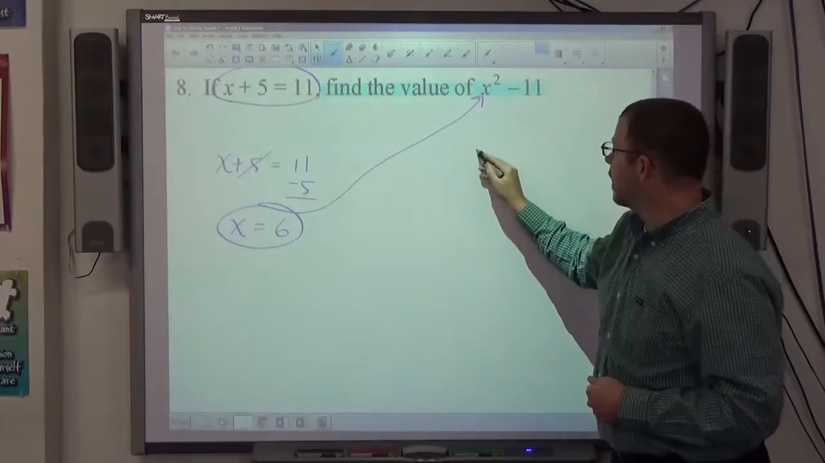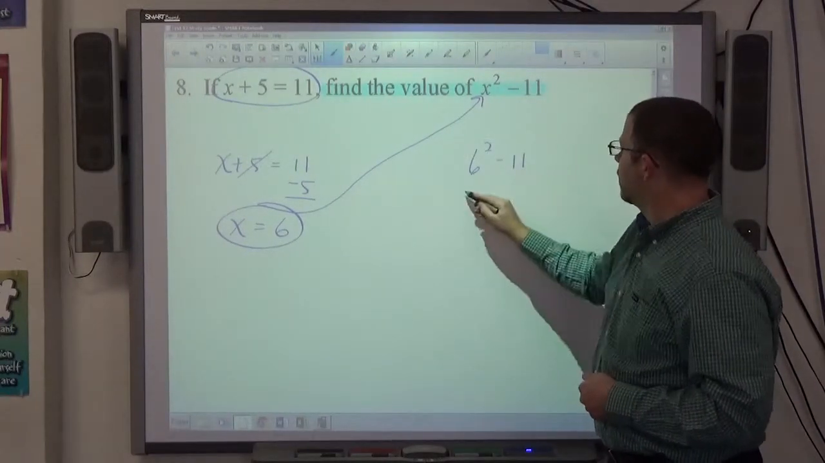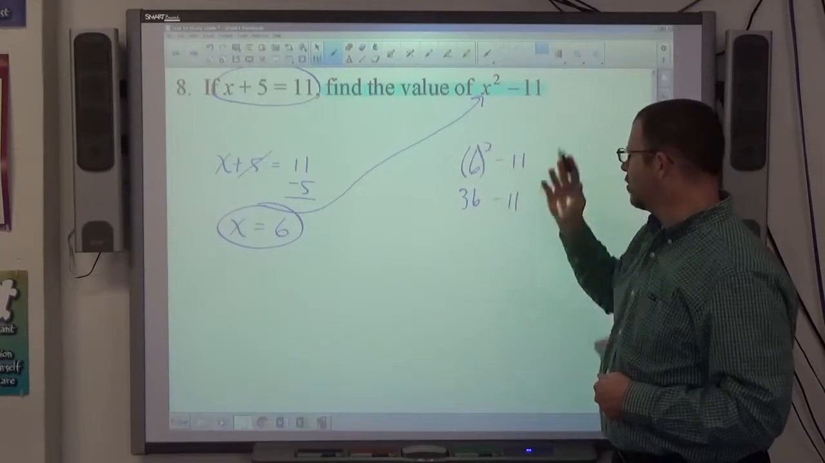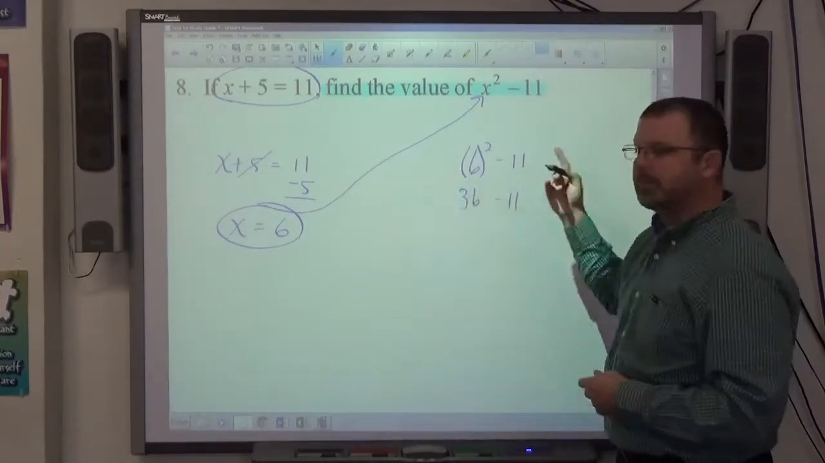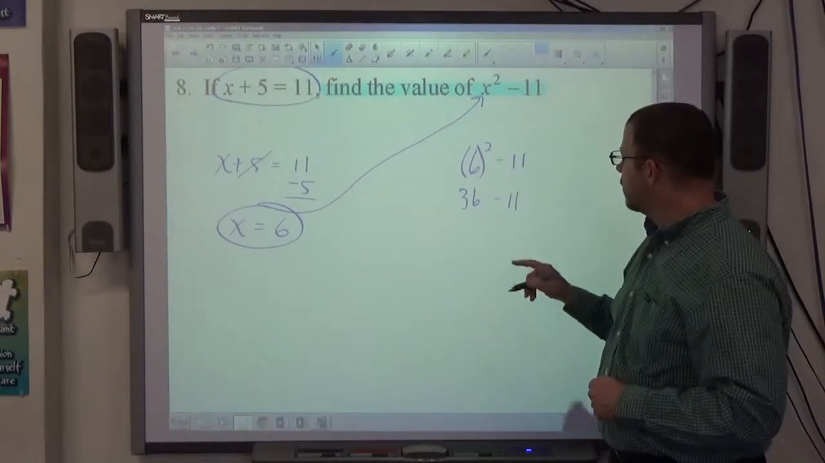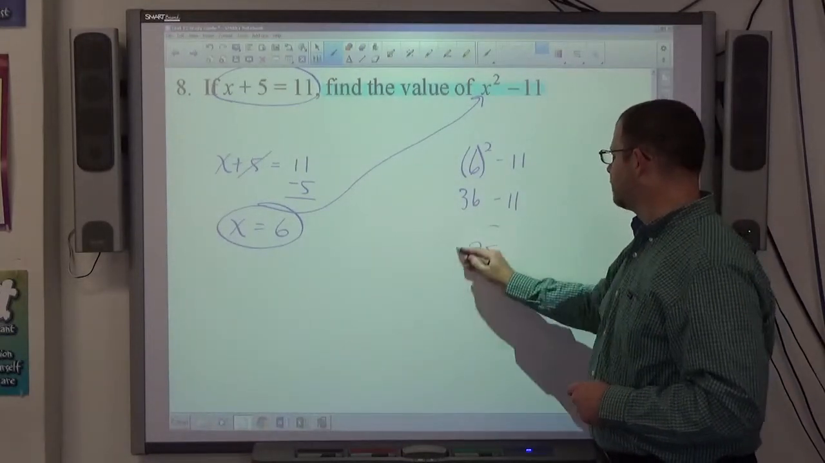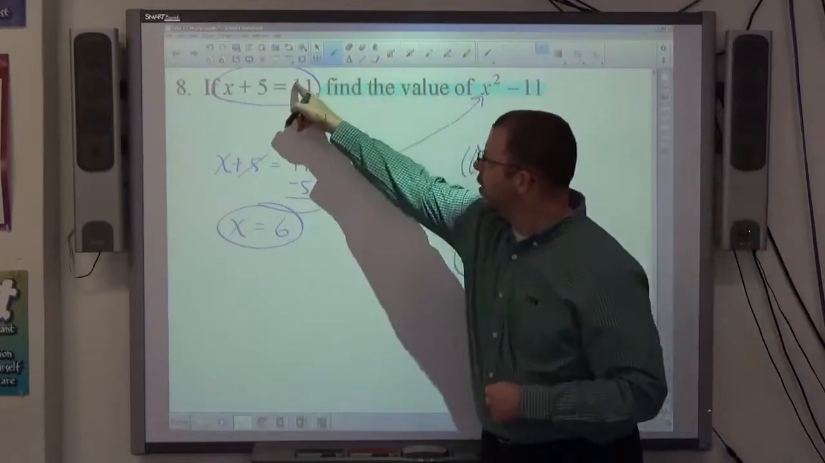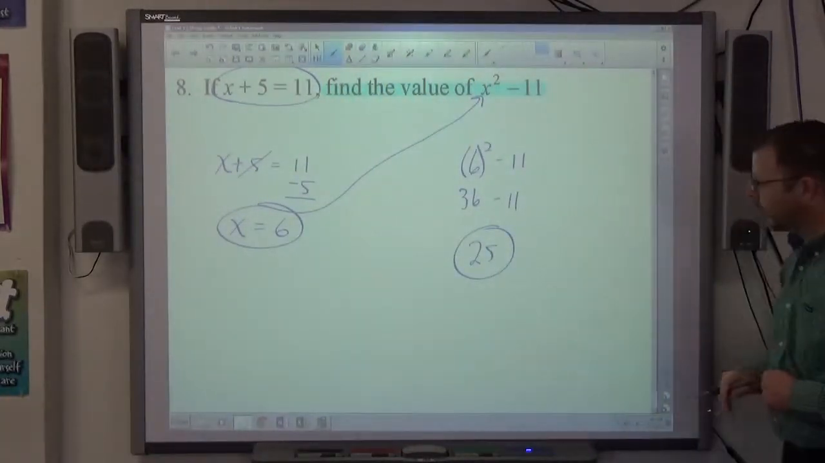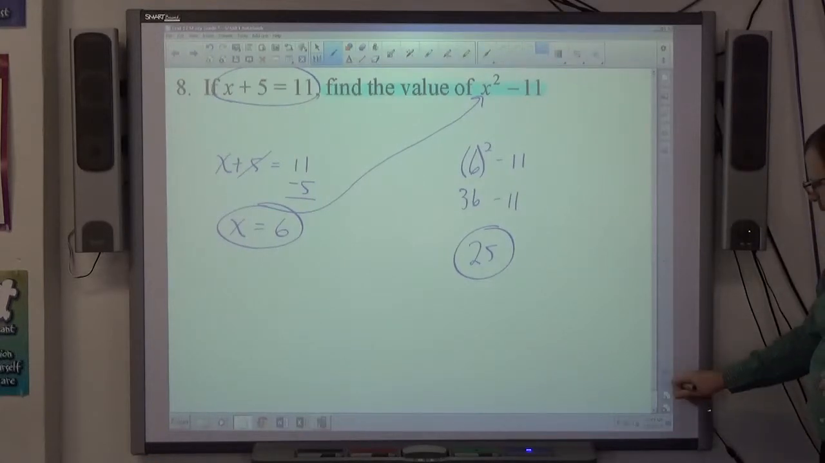6 is being squared. 6 squared is 36. Officially, it's in parentheses, 6 squared. If that was a negative number, the negative would be in parentheses also. Be careful of that. 6 squared is positive 36 minus 11 equals 25. So, use the equation to find x. Use x to find the value. Evaluate correctly by the order of operations.